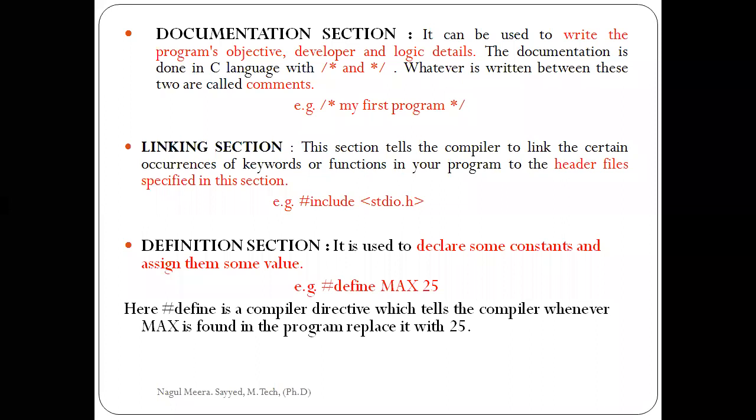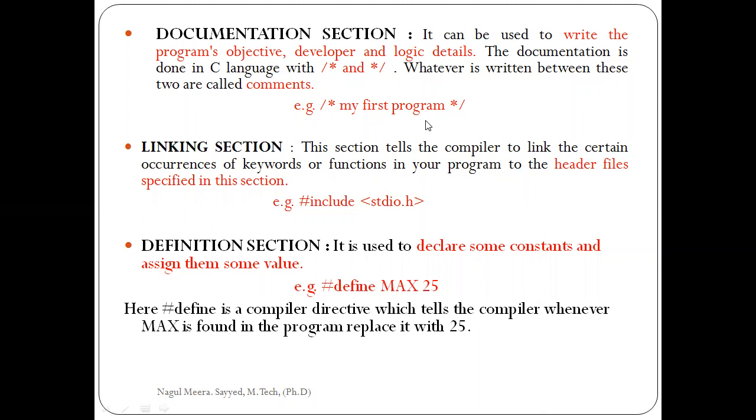How do we write the documentation section in our C program? With the help of the symbol slash star, and it ends with star slash. Using these symbols we can write the documentation section in a C program. For example, slash star my first program star slash. So the documentation section is created.